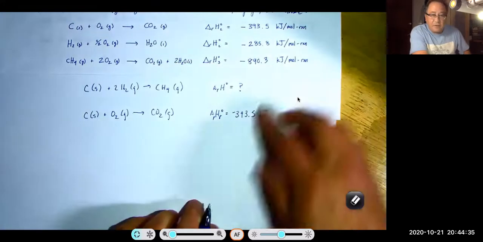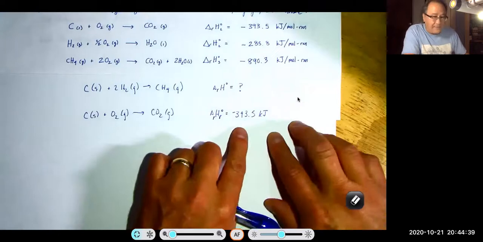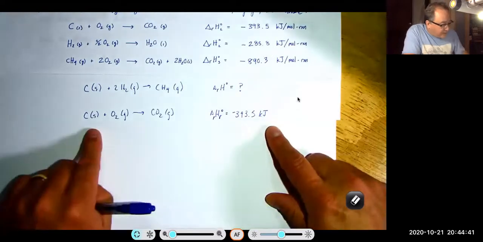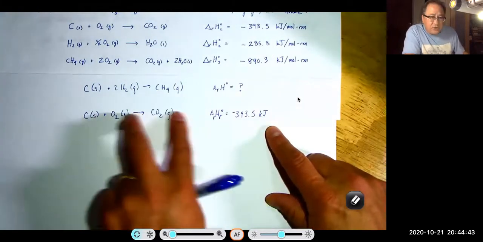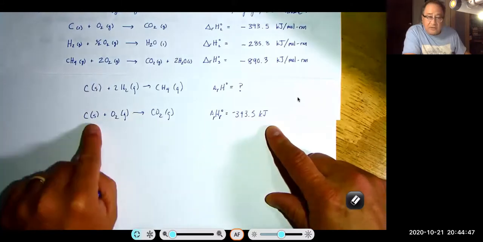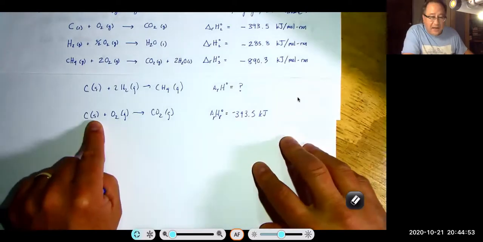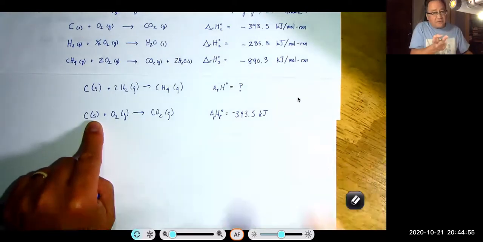Okay, you can see I leave the per mole of reaction off in my writing. So the idea here is if I'm going to add this reaction to other reactions to get this one, then I want the carbon solid on the reactant side. And I want one carbon solid. So I'm not going to double this. I'm not going to half it. And I'm not going to reverse it.